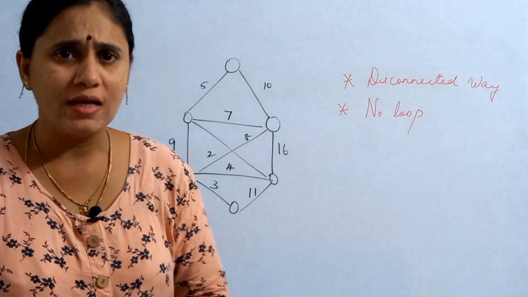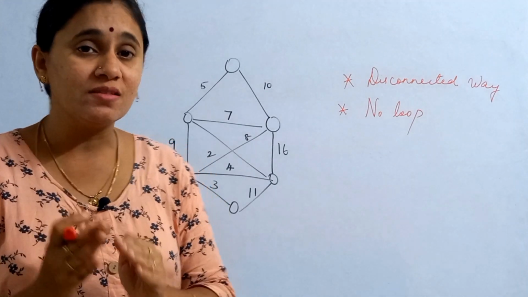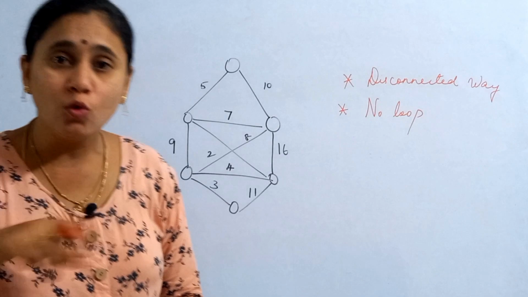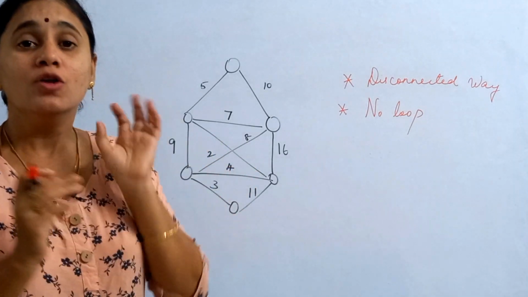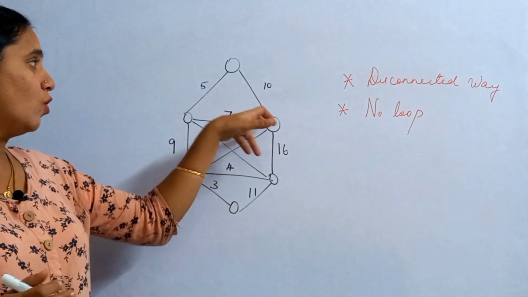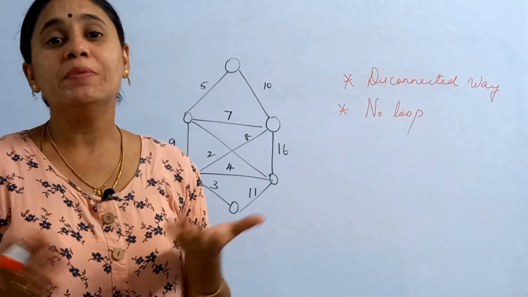How are we going to select the edges? The edges have to be selected in such a way that you do not form a loop. What is a loop? The edges we select should not form a cycle, like this. You must keep that alone in mind.